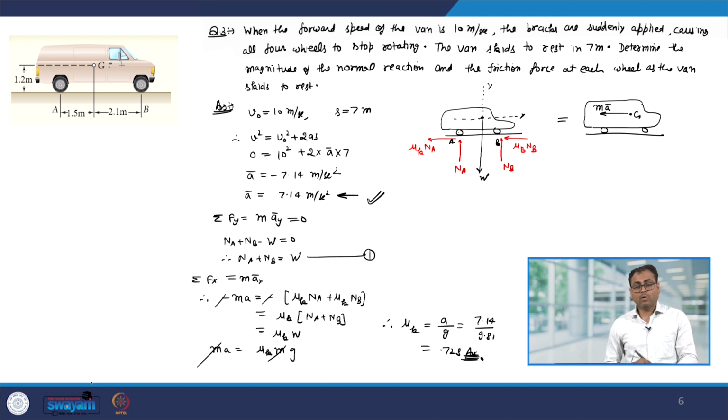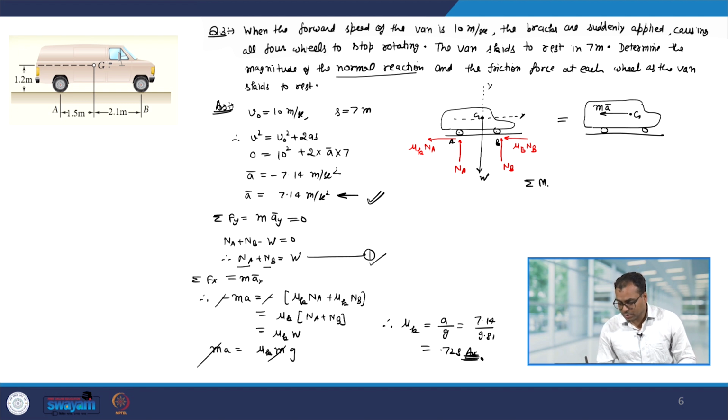Okay. Now, we are also asked to find out the normal reaction forces, and for that we have equation number 1, but in equation number 1 there are two unknowns, NA and NB. Therefore, we need one more equation, and for that we can use the moment equation. For that we have to choose a point. Okay. So, the more convenient point in this problem is either point A or point B instead of point G, because in that case one of the reaction forces will go away. So, let me choose point A and then take the moment about that.